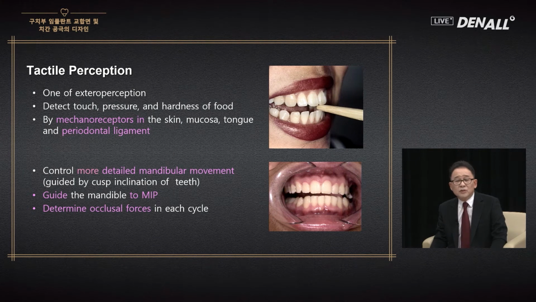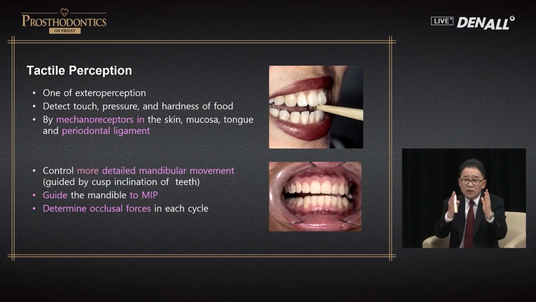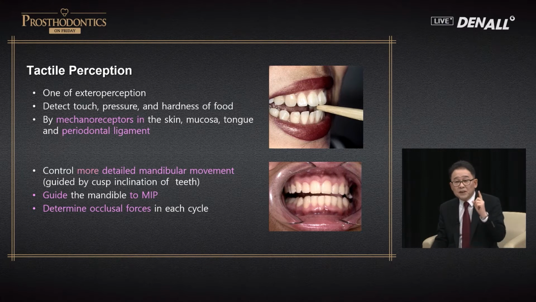Tactile perception in the mouth, if something tiny comes in, is the perception to detect it. It is determined by the mechanoreceptors in the skin, mucosa, and tongue to perceive something is there. For a complete denture, CR-CO, CR-MIP, we need to align the CO. That's because there is no PDL in the edentulous patient. In such patients, guiding the mandible from CR to MIP is not an easy task.